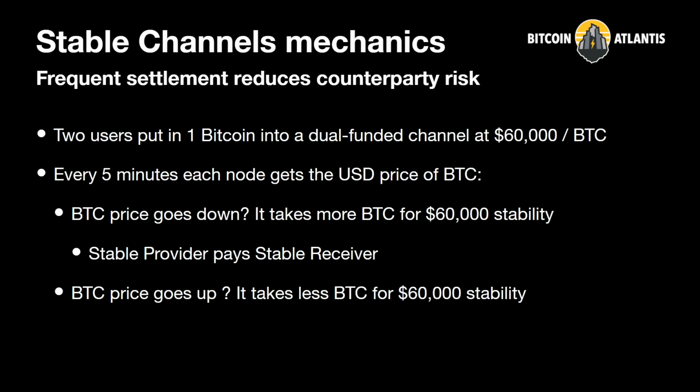Okay, now what happens if the price goes up? Then that means it takes less Bitcoin for that $60,000, right? So that's going to mean that the stable receiver is going to pay the stable provider. It takes less Bitcoin to keep him stable at $60,000, so he pays the stable provider. So effectively, the stable provider has a leverage long Bitcoin play, right? Because when the price of Bitcoin goes up, the stable provider not only benefits from the Bitcoin that he already has on his side of the channel, but he's getting more Bitcoin from the stable receiver.